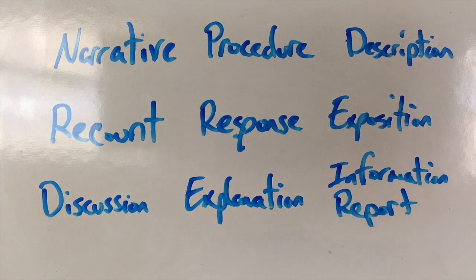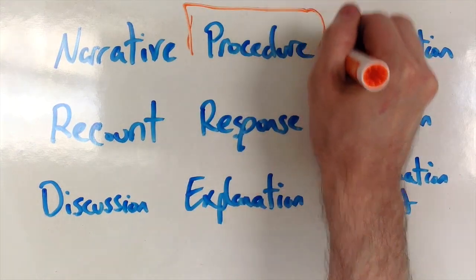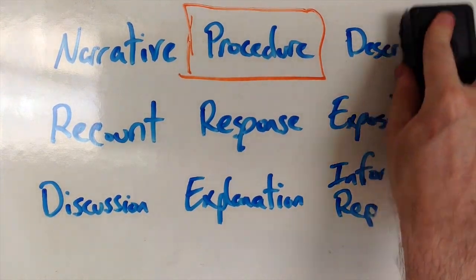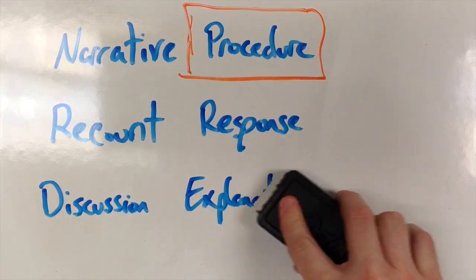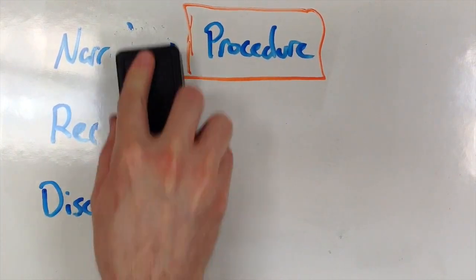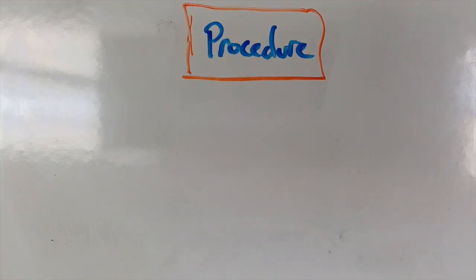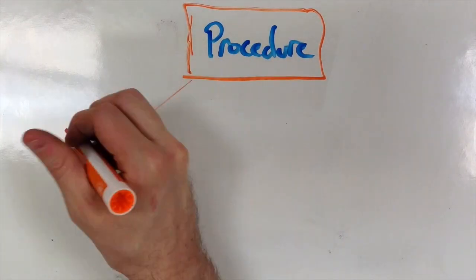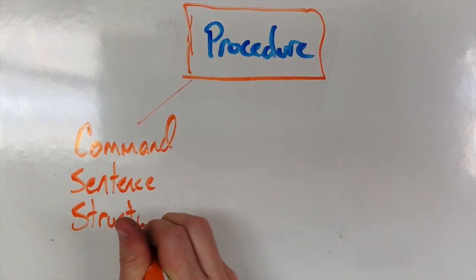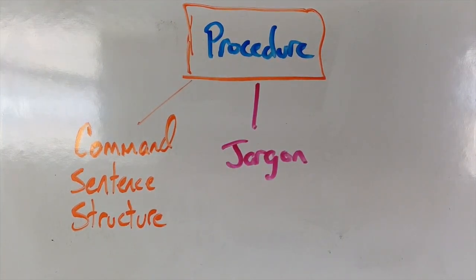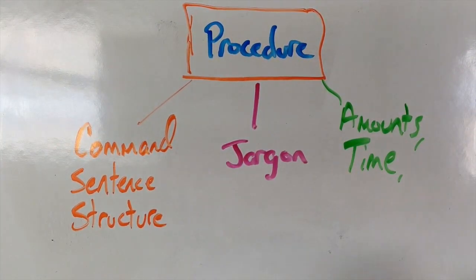So let's just take, for example, a procedural text type. Now, this is a text that we're going to see a lot in math or science or career and technical education disciplines. So a couple of examples of this text type would be a how-to video or a recipe. Now, in a procedural text, we're going to expect certain things like a command sentence structure, technical jargon, and specific references to amounts, times, and places.